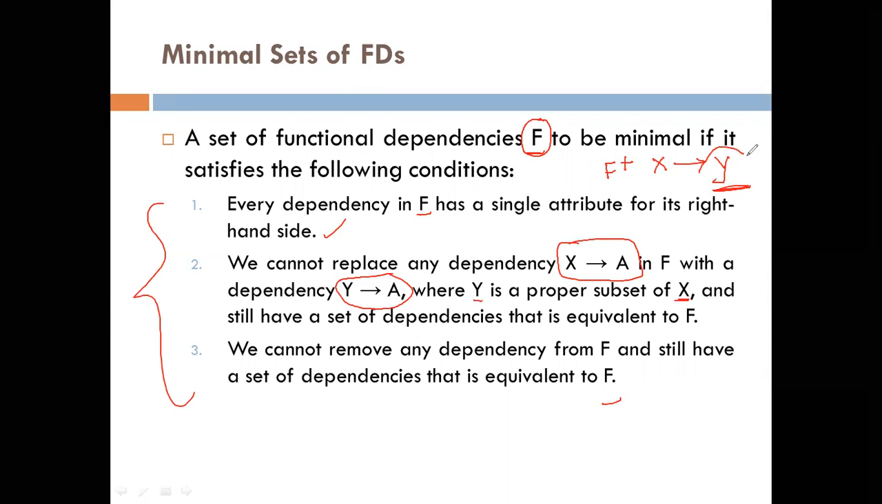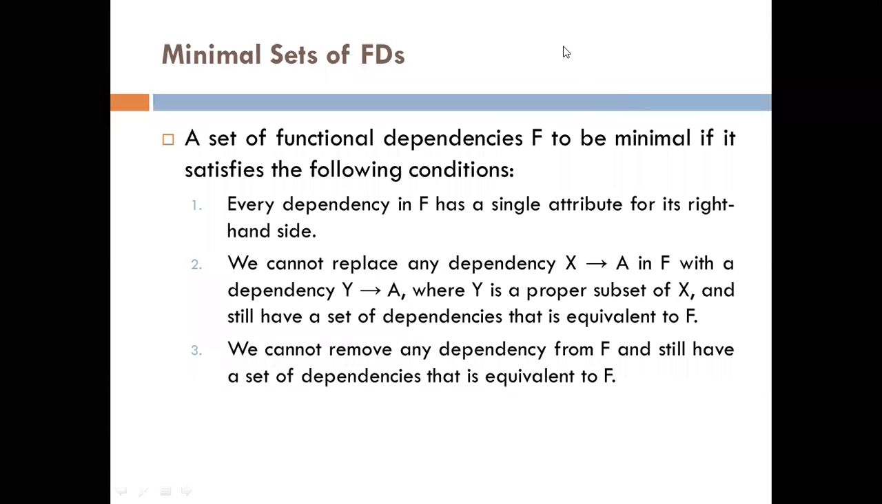So first is a single attribute on the right hand side. Secondly, we cannot replace a functional dependency. It is regarding replacement: if one functional dependency can be replaced with another whose left side is a proper subset, then it is not minimal. Third is deletion of a functional dependency: if we can delete a functional dependency and still have a set of dependencies that is equivalent to F. So we cannot delete and we cannot replace, and single attributes on the right. If these three conditions hold, then we say it is a minimal set.